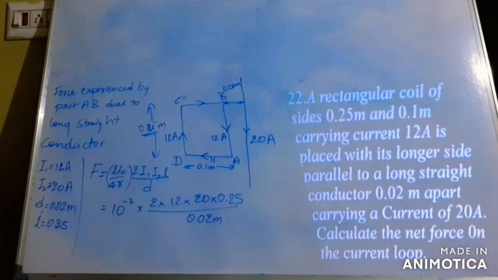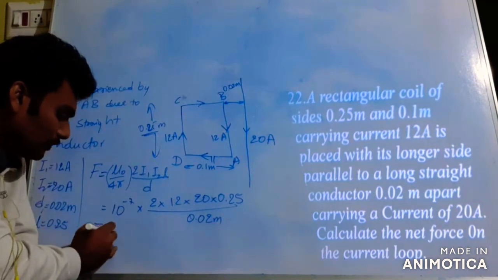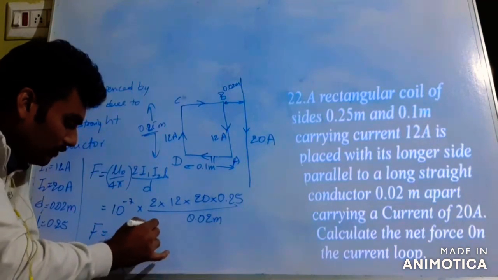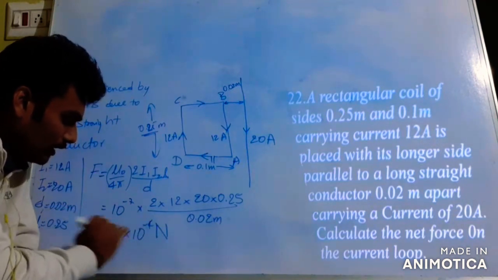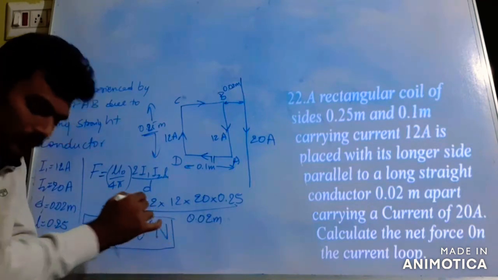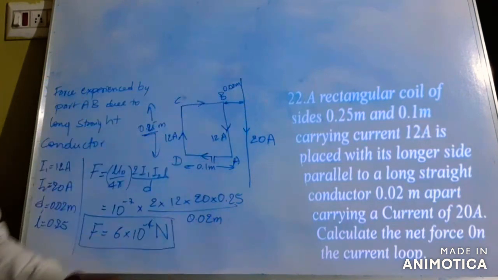Simplify this using the calculator, and hence you will get the force equal to 6 into 10 to the power of minus 4 Newton. So this is the force experienced by the part AB due to the long conductor.